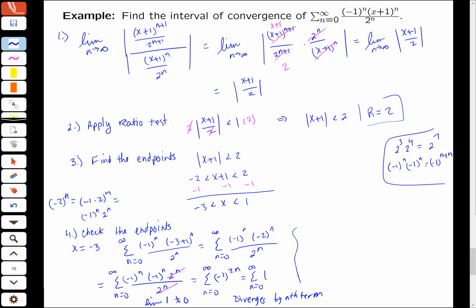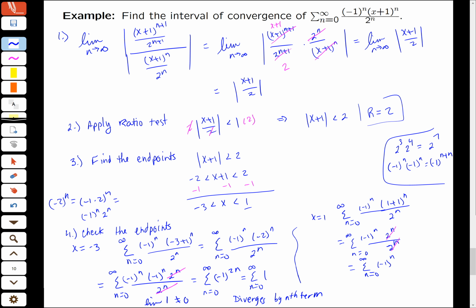Okay, so let's look at the second endpoint. My second endpoint was x equal to 1. Plug that into our series. What is 1 plus 1? 2. So minus 1 to the n, 2 to the n over 2 to the n. Can I cancel anything? The 2 to the n's. This is minus 1 to the n.